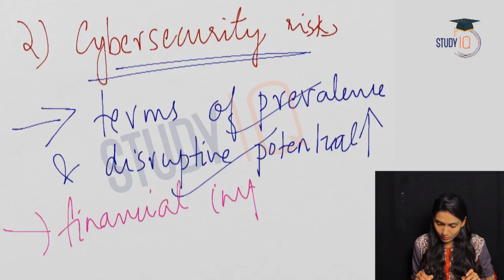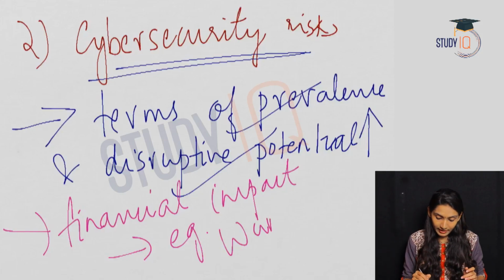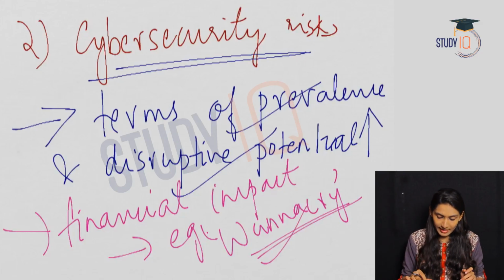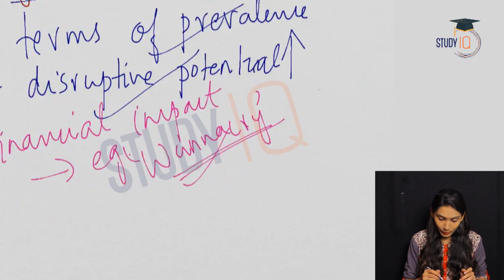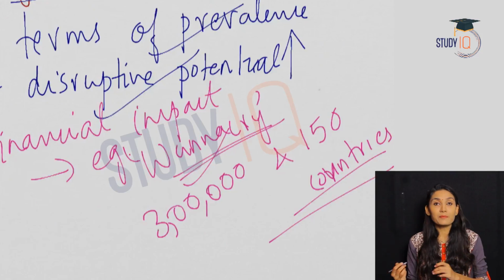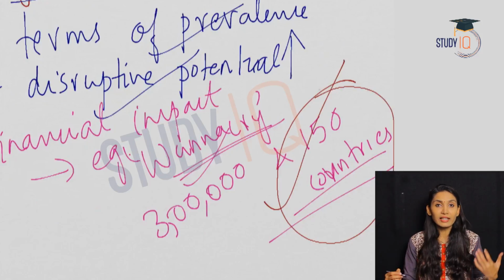So, financial impact is also very high, and this report gives some examples also. For example, the report highlights the issue of WannaCry. This was a cyber security attack named WannaCry. According to the report, this attack affected more than 3 lakh computers in the world, and also spread across 150 countries. So you can imagine 3 lakh systems or computers were affected, and it was spread across 150 countries across the globe. So the impact is very huge.